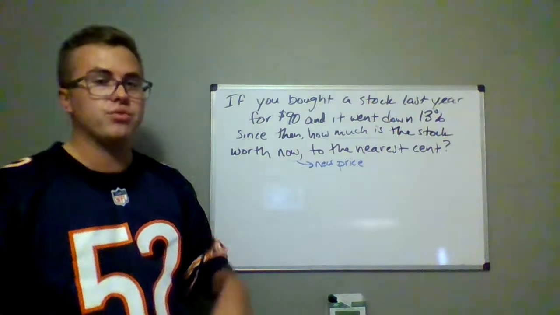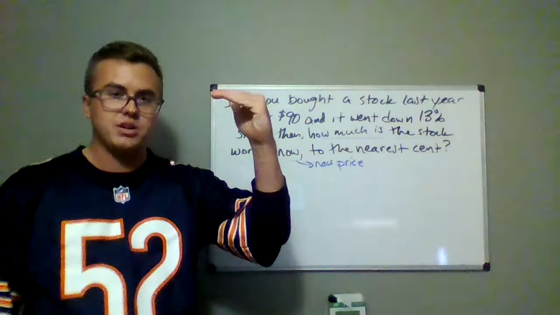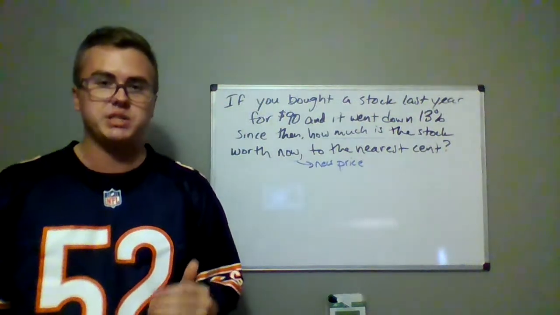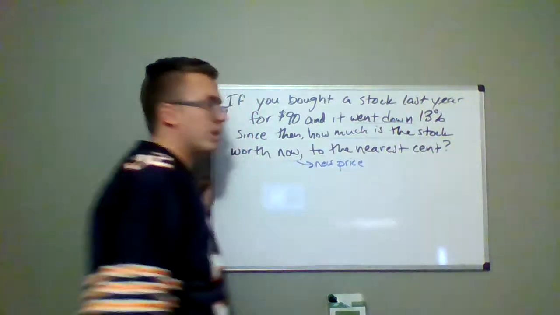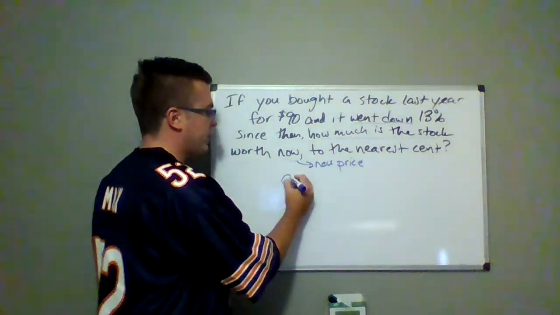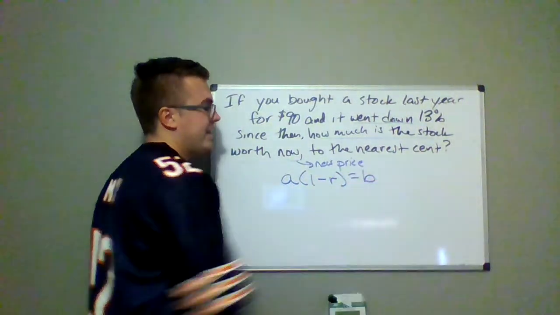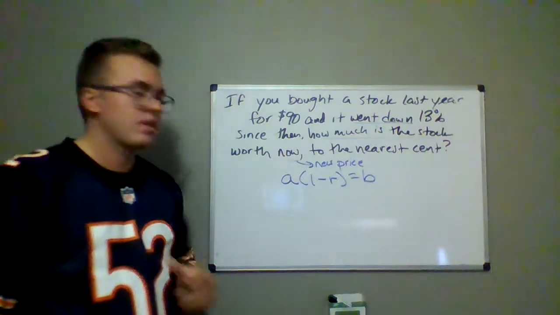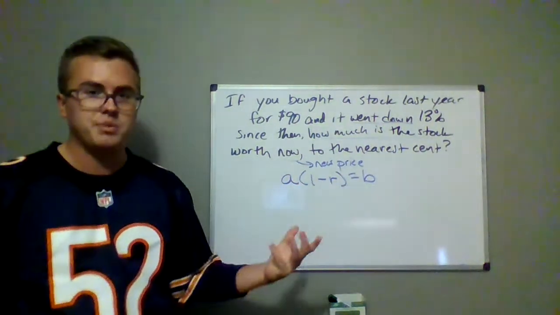So if it's asking for the new price or the original price, then we want to look at our percent increase formula or percent decrease formula. In this case, since it went down, we're going to use our percent decrease formula. If you'll remember, our percent decrease formula was A times 1 minus R equals B. So right from here, we have to figure out what these different letters mean.